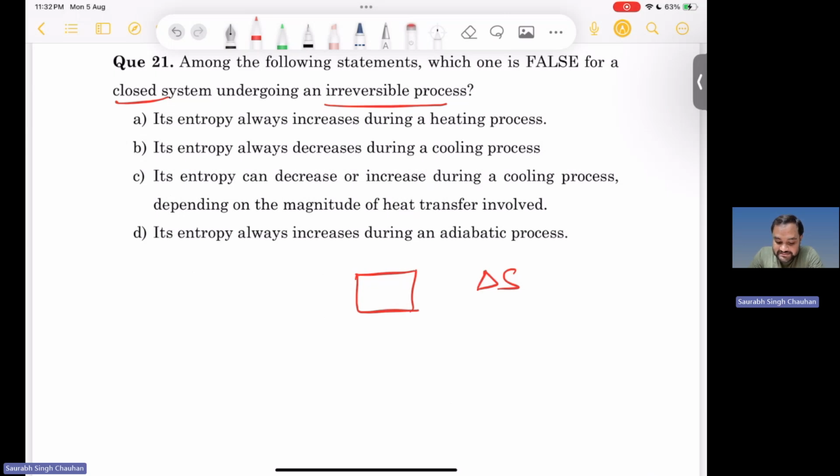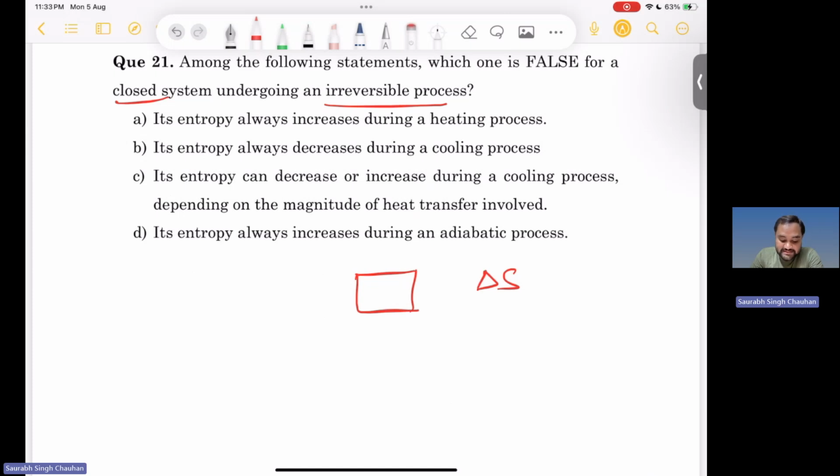And part C says that it can decrease or increase depending on the magnitude of heat transfer involved. Yes, this is correct. Depending on the magnitude of heat transfer and irreversibility, entropy can decrease or increase, or it can even remain constant. So part C is true.